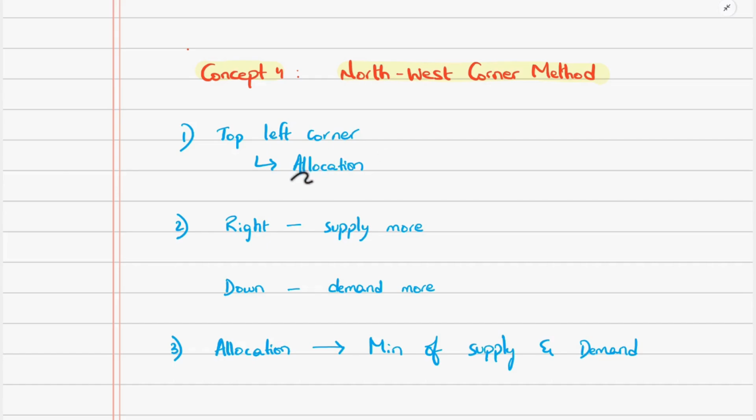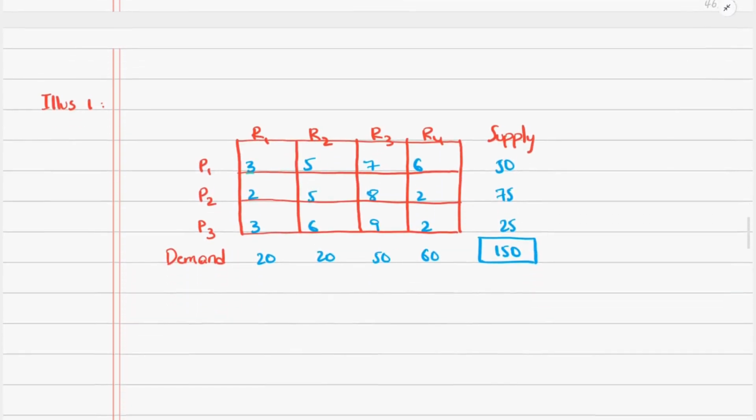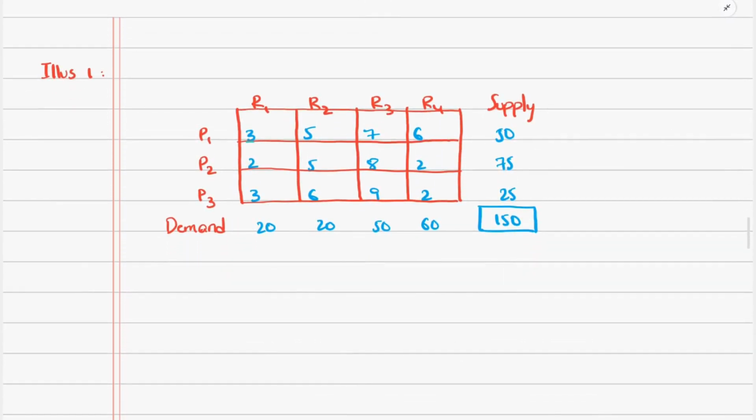Right. Next we will make allocation right there, and while making allocation, we will choose the minimum of supply and demand. Right. And after we make the allocation, we will either move to the right or move down, depending on whether the supply is more or the demand is more. So we will understand all of these steps while solving the problem directly.